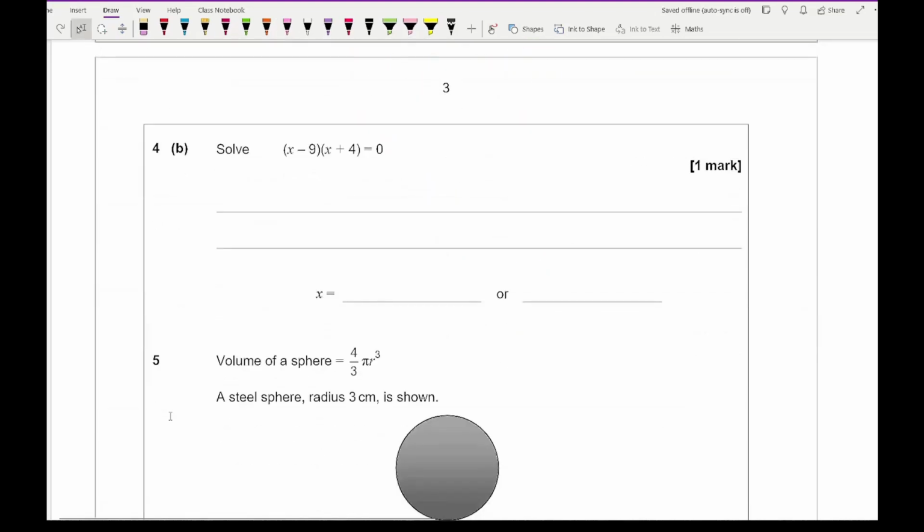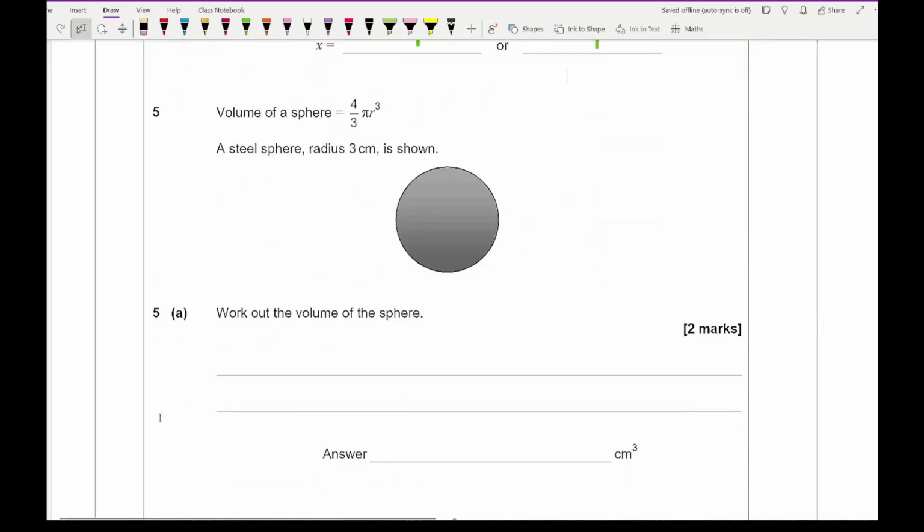Moving on to question 4, we're just solving this quadratic equation. So again, if we expand the brackets out, we get x squared, or actually we don't even need to do that. It's already factorised, so we just need to make each bracket equal to 0. So I've got x equals 9 or x equals minus 4. So it's going to be 9 and minus 4 in any order.